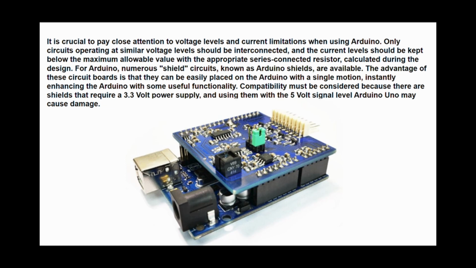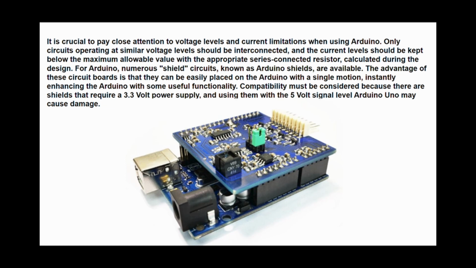For Arduino, numerous shield circuits, known as Arduino shields, are available. The advantage of these circuit boards is that they can be easily placed on the Arduino with a single motion, instantly enhancing the Arduino with some useful functionality. Compatibility must be considered because there are shields that require a 3.3 volt power supply, and using them with the 5 volt signal level Arduino Uno may cause damage.